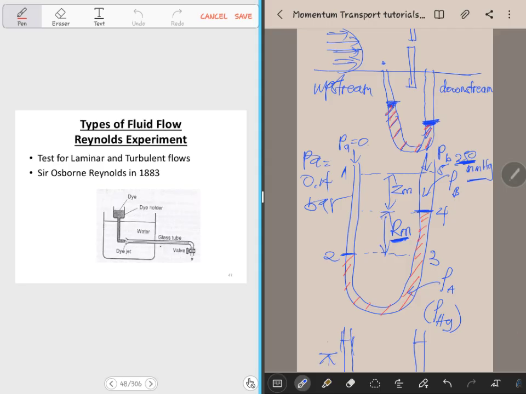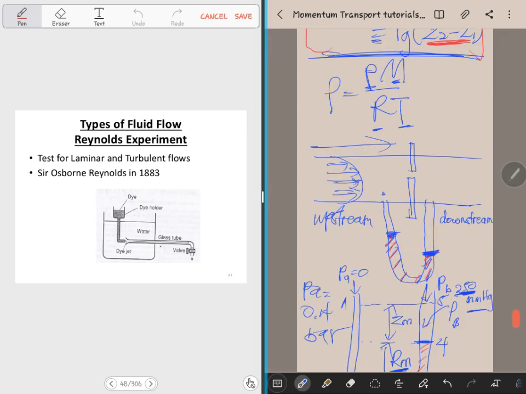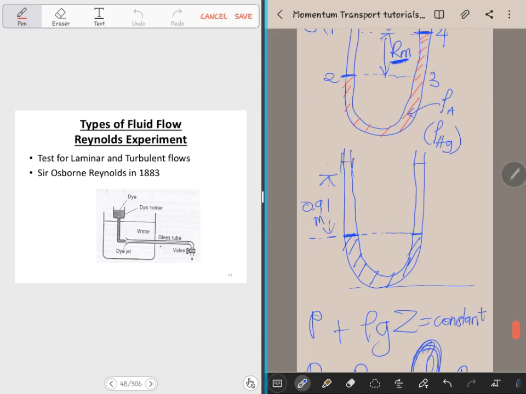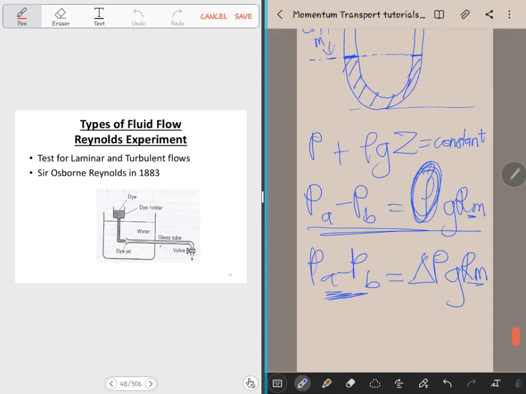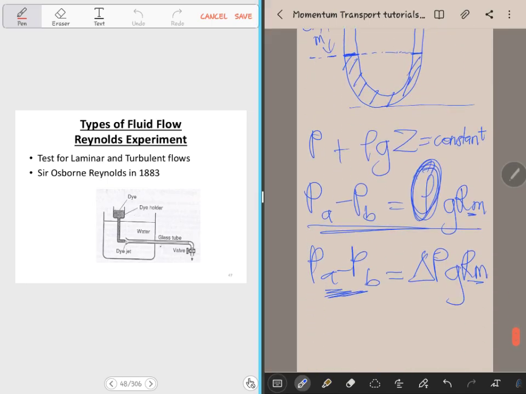So the next time we'll be continuing here, with the types of fluid flow and the Reynolds experiment. There we'll be seeing more of this diagram, like the velocity profile and the time velocity profile and so on. So yeah. All right.